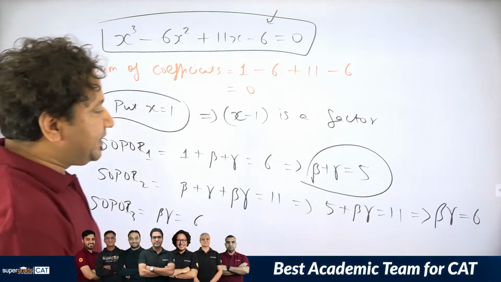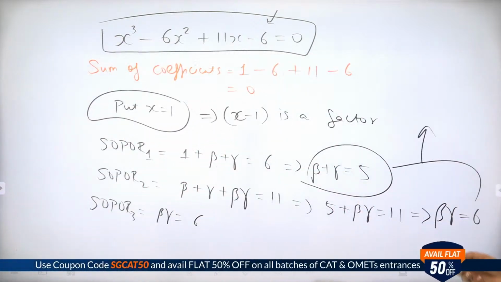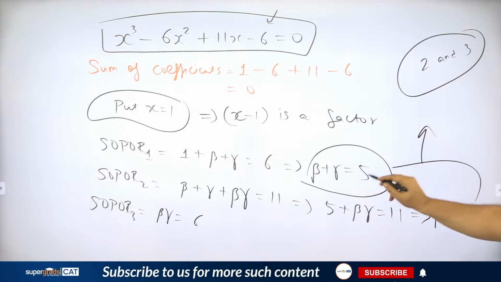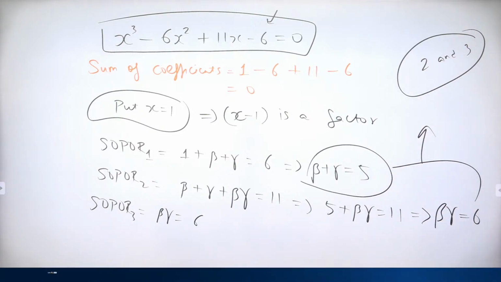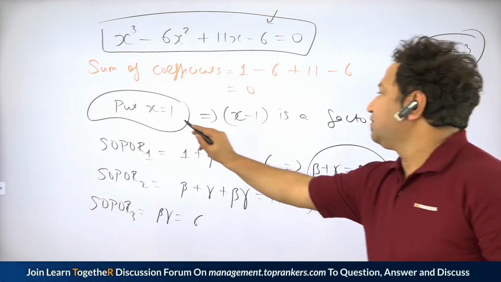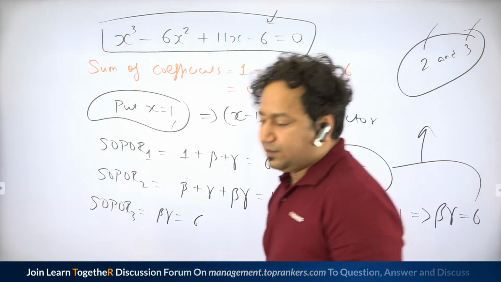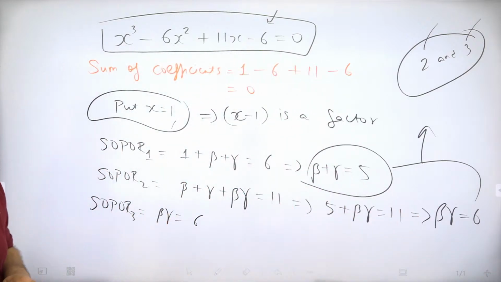Now beta plus gamma is 5 and beta gamma is 6. By logic, we can say that 2 and 3 are two such numbers which, when added, give 5, and when multiplied, give 6. So we have 1 as one of the roots, then the second is 2, and then we have 3. This is how we use this entire generalized method. Great. So far, so good.